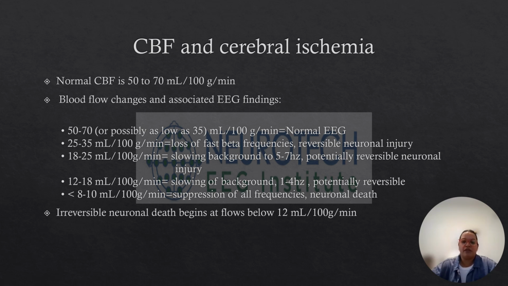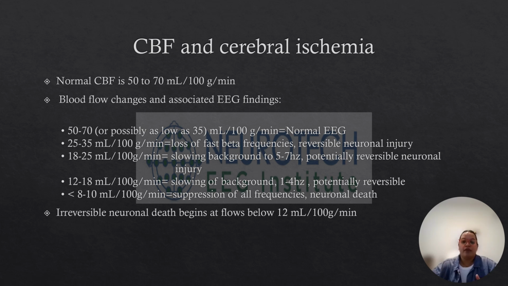So 50 to 70, it's normal. You're going to see a normal EEG. And then 25 to 35, this is when some changes are going to be observed in the EEG. So you're going to start losing the fast frequencies, the beta frequencies. But this is still reversible neuronal injury.